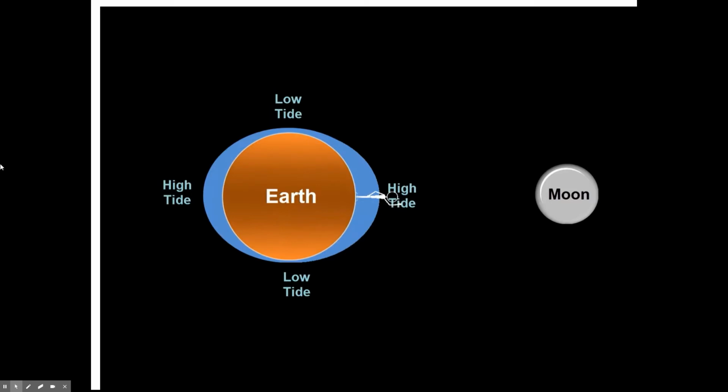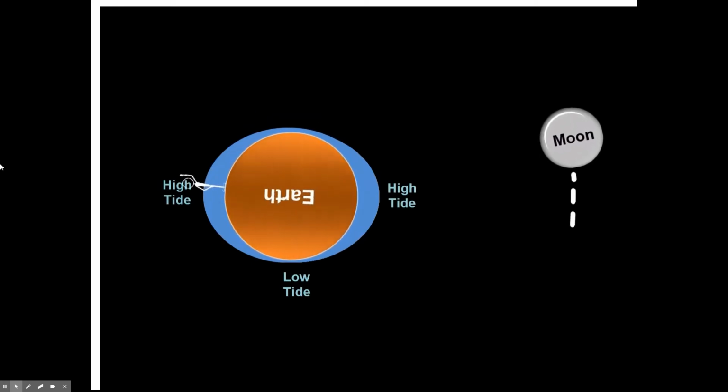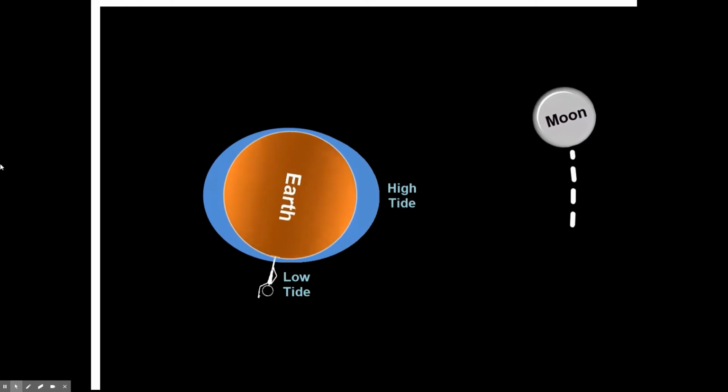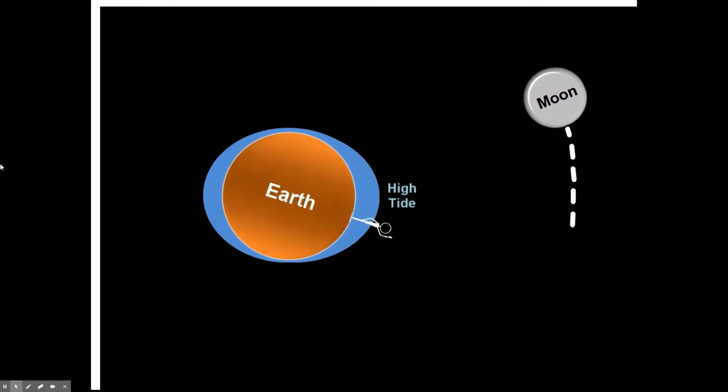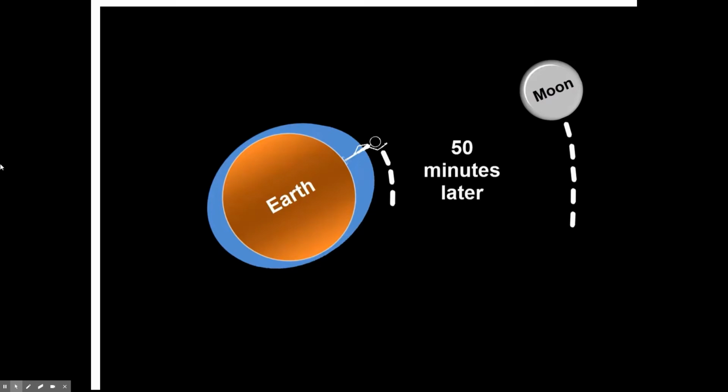But there's another surprise. By the time the Earth has rotated once and arrived back at its original position, the moon has moved on a bit because it's orbiting the Earth at the same time. That means that the Earth has to catch up with the moon, so the next day's high tide is about 50 minutes later.